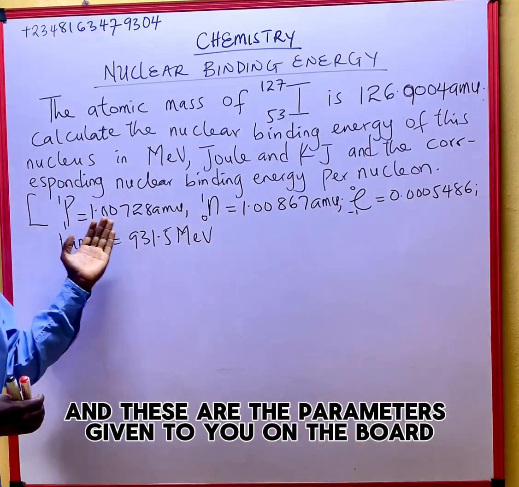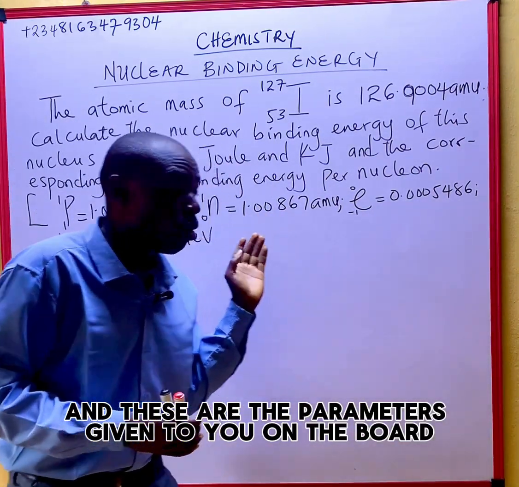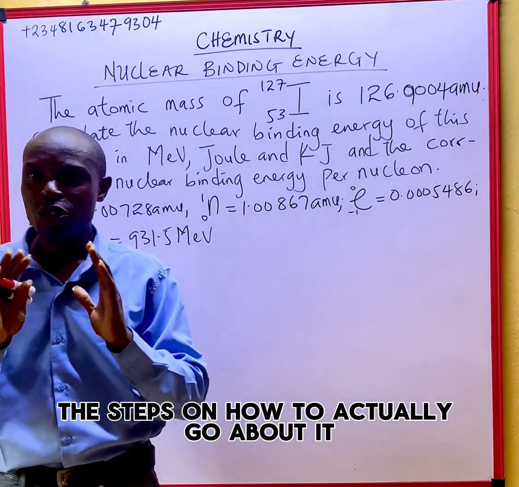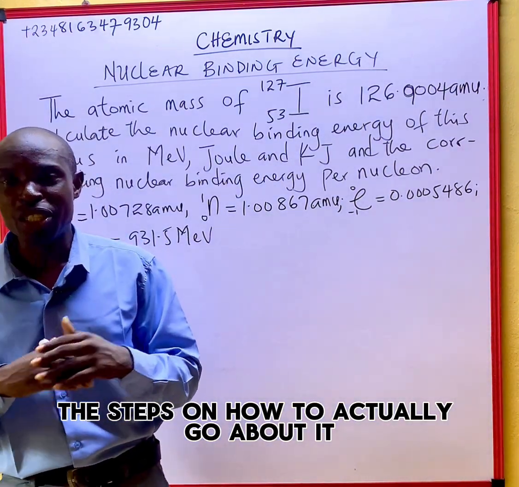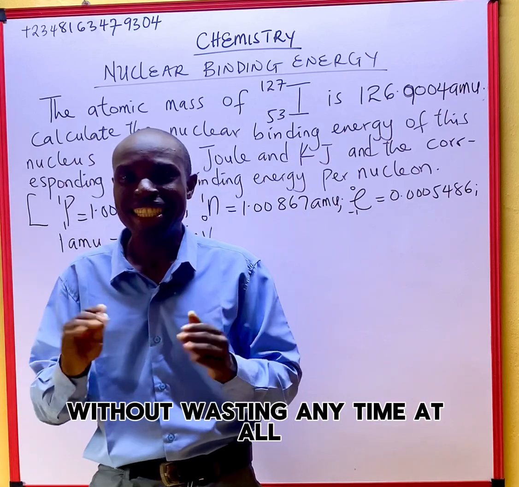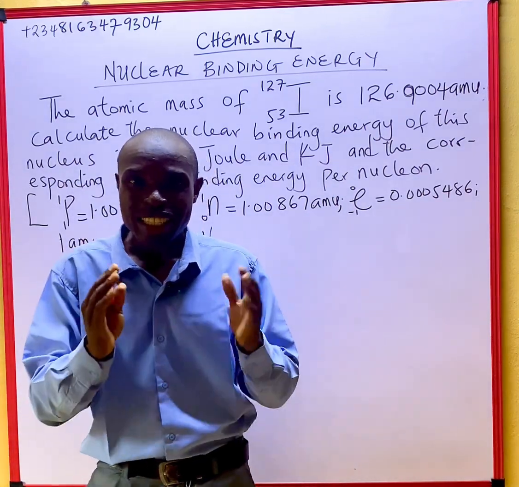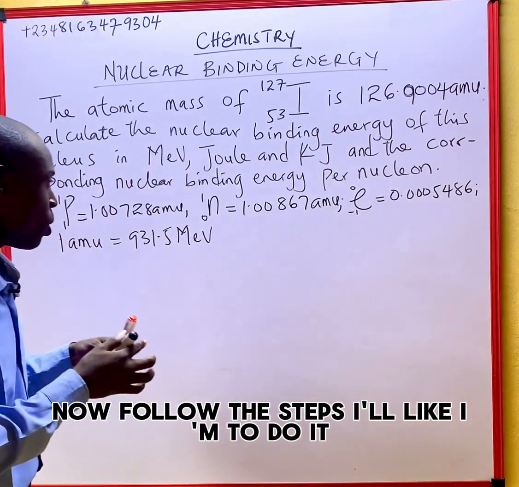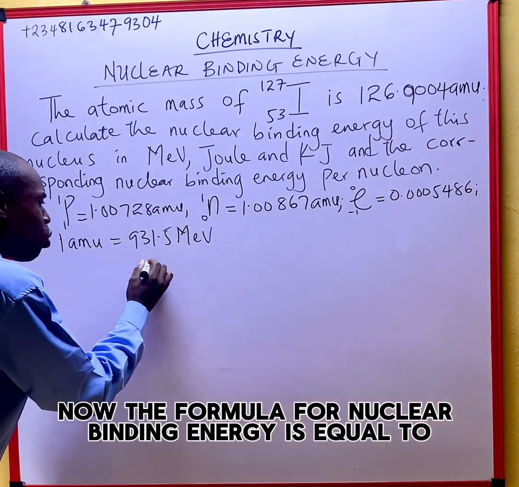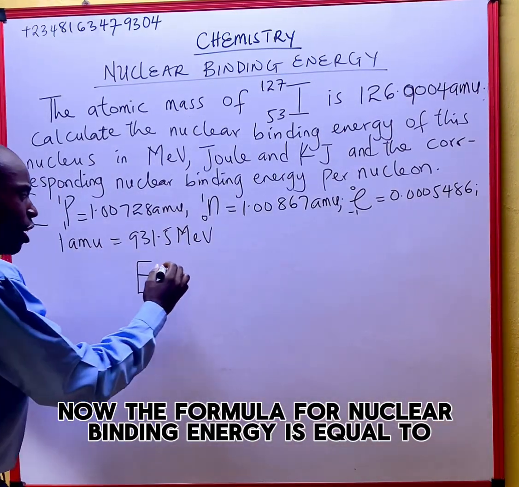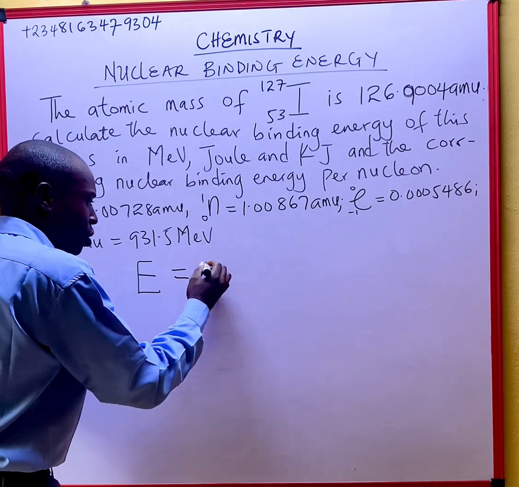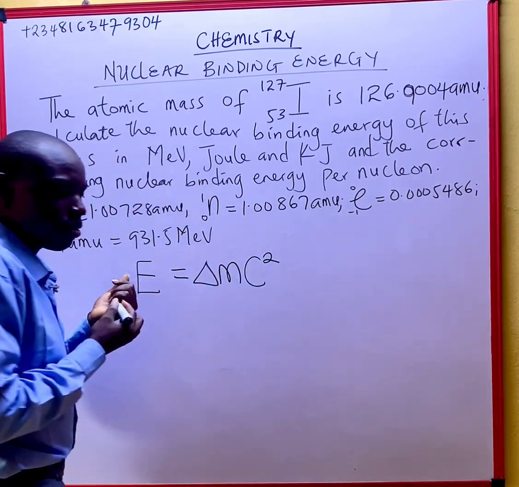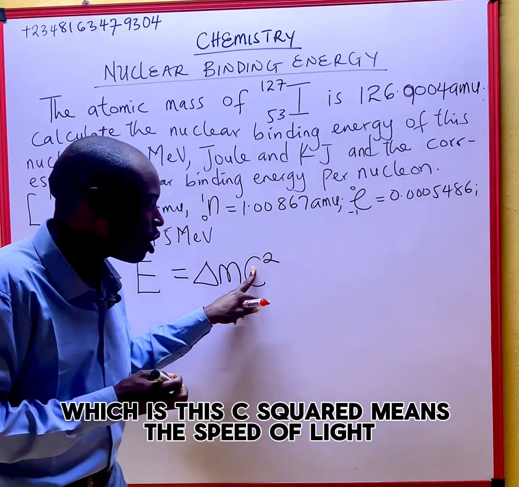And these are the parameters given to you on the board, which I'll be teaching you the steps on how to actually go about it without wasting any time at all. Now, follow the steps I would like to do it. Now, the formula for nuclear binding energy is equal to mass defect times C squared, where C means the speed of light.